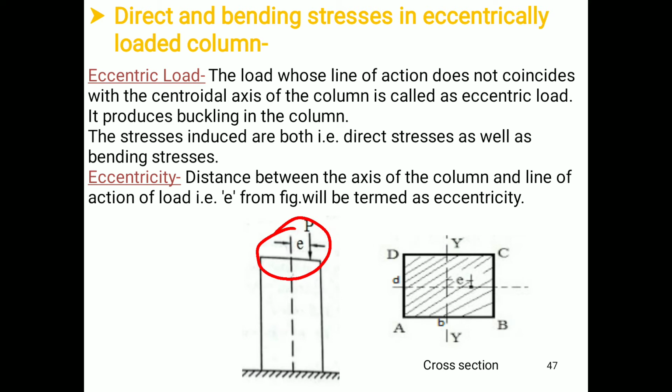From this figure, e is the eccentricity, and this is the cross section of the column, A, B, C, D. We have the axes XX and YY. This b is the width of the column, and small d is the depth of the column. From this figure you can see that we have one point e, we have the value of e.